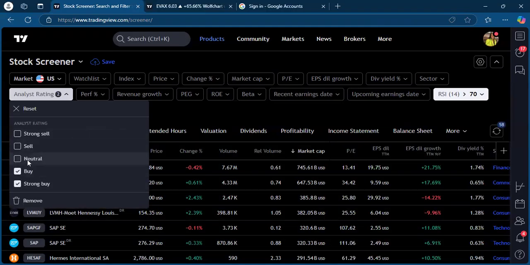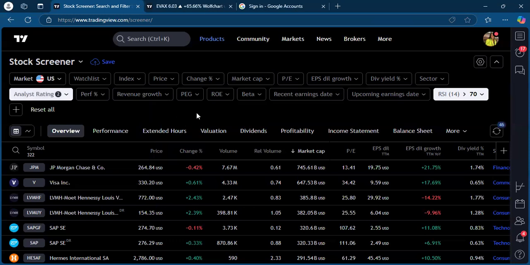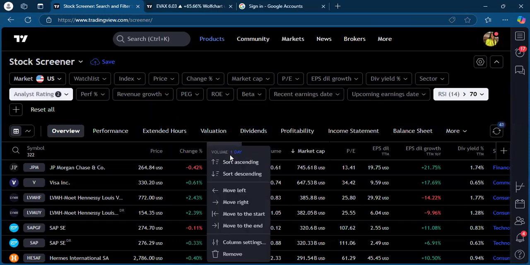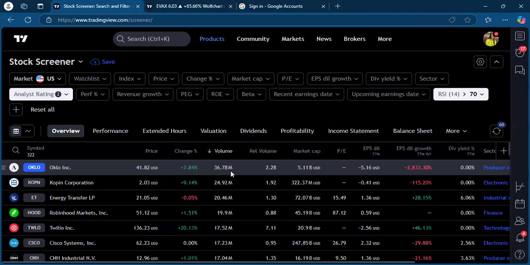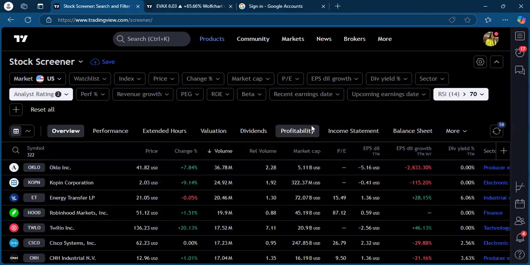It does not mean you have to filter to this. You can leave this all open. So this is what I look for as a top pick. I want a buy or a strong buy. Again, it doesn't have to be that. The next thing that matters to me is sorting by volume. I want to have the highest volume setups, okay?